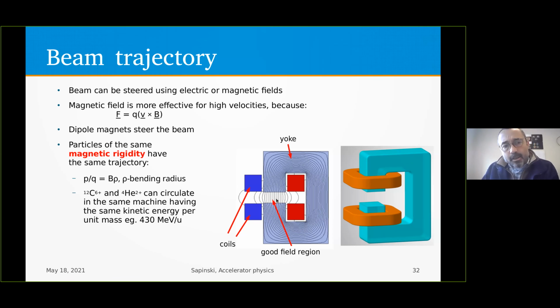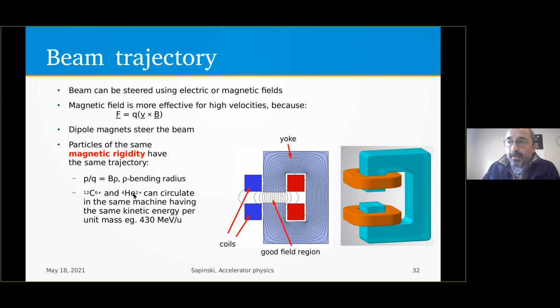Another important concept here is magnetic rigidity. Two particles which have the same momentum to charge ratio will bend exactly the same way in this magnetic field, so the bending radius will be the same. For instance, if in our machine we have carbon 6+ and helium 2+, they have exactly the same charge to mass ratio, and if they have the same momentum, then they will have exactly the same trajectory. This can actually be useful.